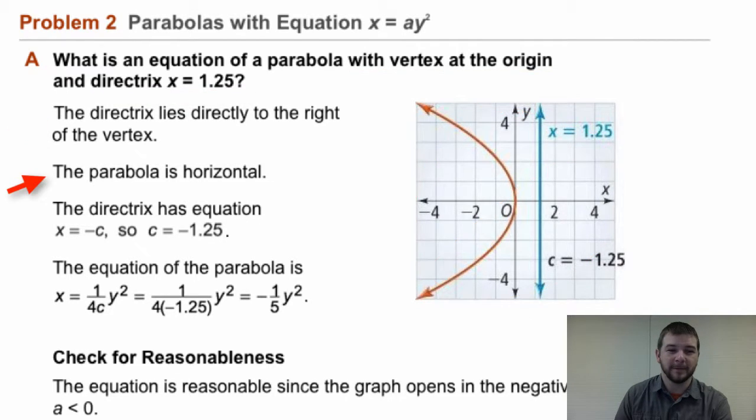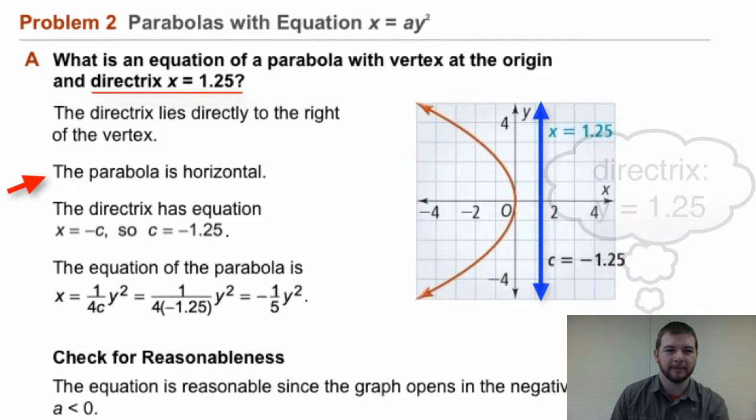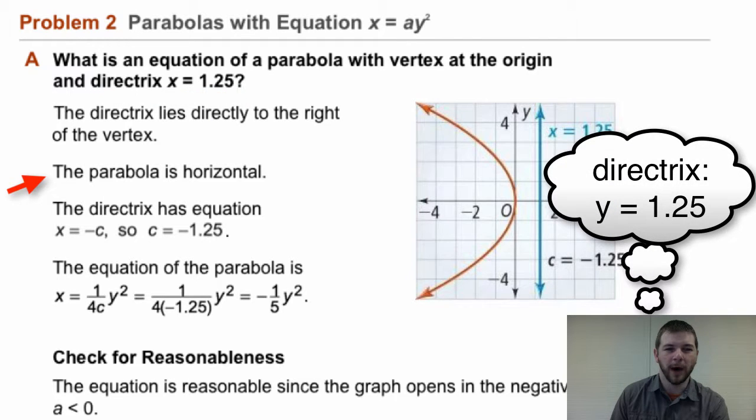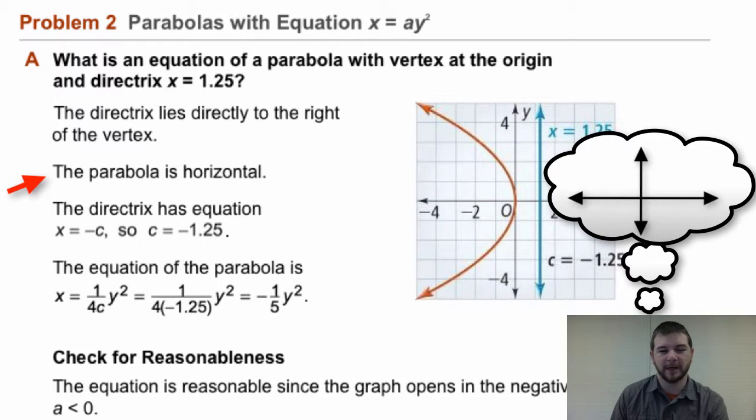The parabola is horizontal. Well, that's one of the consequences of having a directrix directly to the right or the left of the vertex, or of having a vertical directrix, period. Note our directrix is defined as the line x equals 1.25, making it a vertical line. Of course, a directrix y equals 1.25 would be a horizontal line.